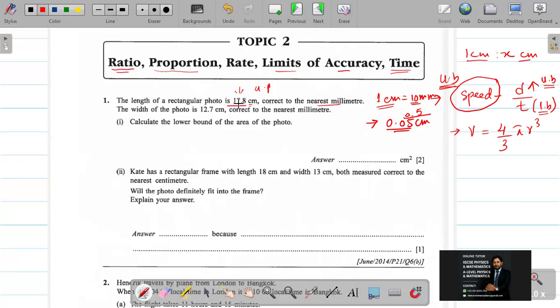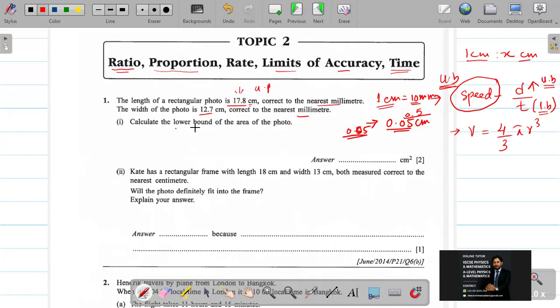Otherwise, I will write it 17.75 over there. Correct to nearest millimeter. The width of the photo is 12.7 centimeter to nearest millimeter. And again here, for 1 millimeter and quantity is given in centimeter, I will say it is 0.05 will be the value which I will use for addition or subtraction of lower bound.